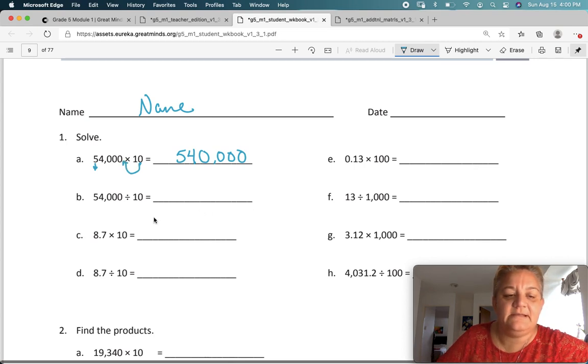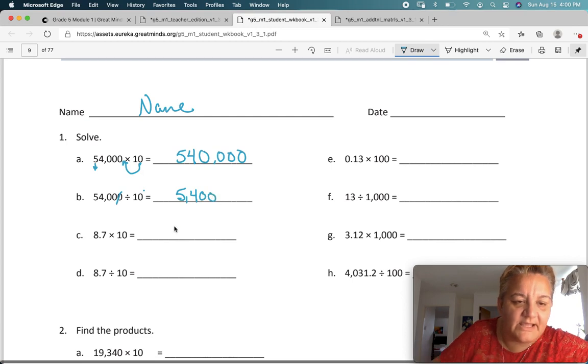Okay? Now, B. This is division. So what we're going to do is we're going to take this, however many zeros here, we're going to take them off. Okay? So that means this new answer is going to be 5,400. Okay? So if you multiply by 10, you add a 0. If you divide by 10, you take away a 0. If there's no 0, you just move the decimal over. Okay? Does that make sense?